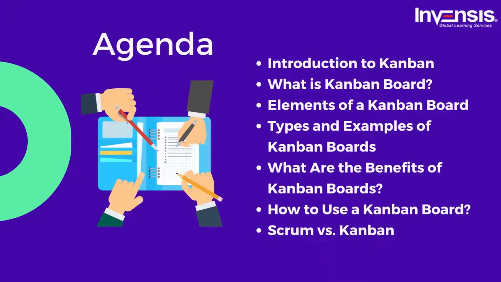Before we get started, I would like to address the agenda for today's session. We will start our session with a brief introduction to Kanban and understand what is a Kanban board. Next, we will talk about elements of the Kanban board and types and examples of the Kanban board. Moving on, we will understand the benefits of the Kanban board and how to use the Kanban board. Finally, we will conclude the session by talking about the major differences between Scrum and Kanban. I hope the agenda was clear.